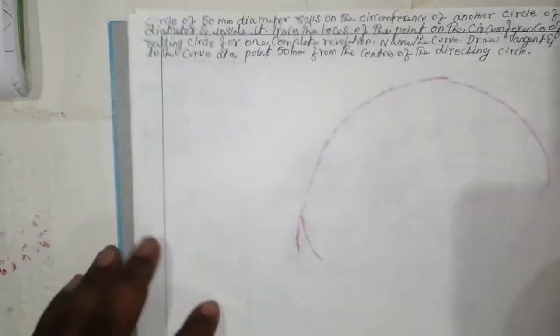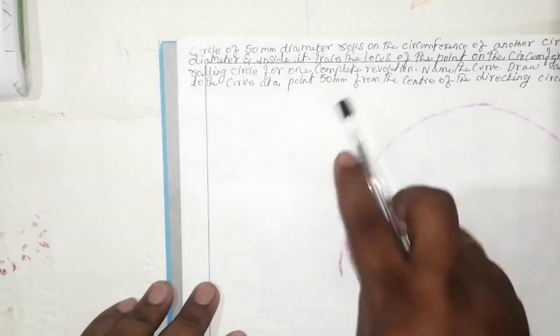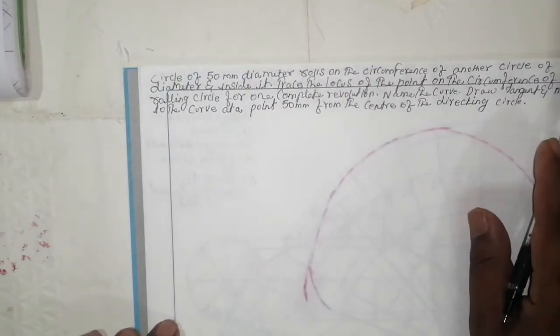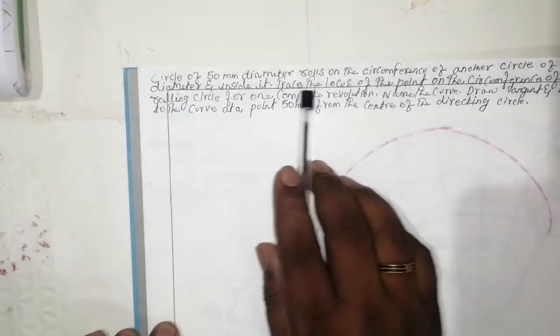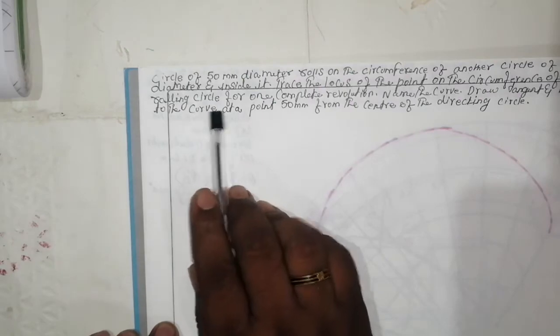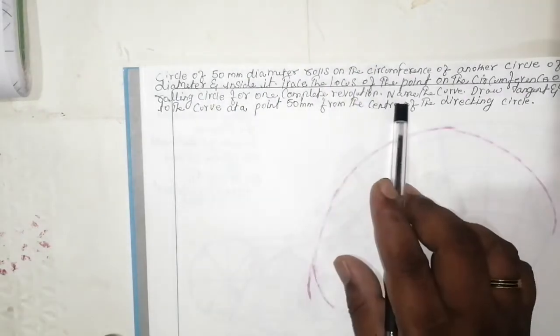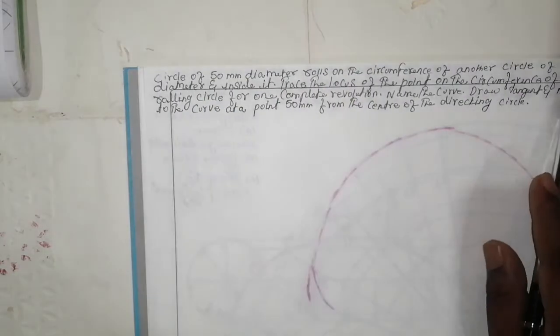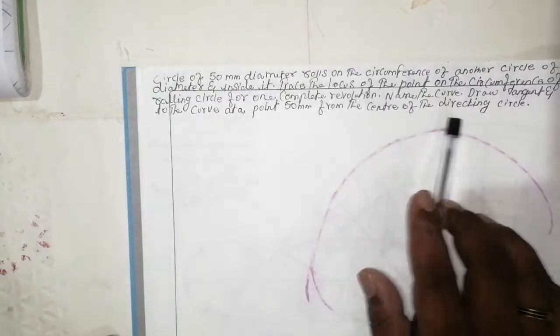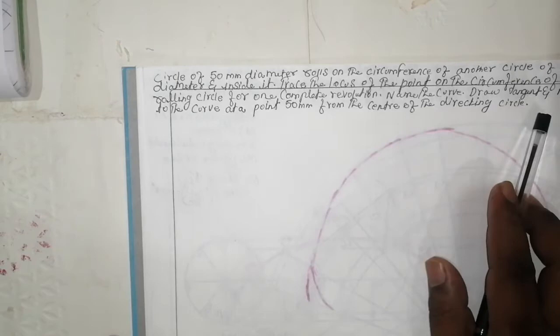So the question has been given: a circle of 50 mm diameter rolls on the circumference of another circle whose diameter is 175 mm, on the inside, and it traces the locus of a point on the circumference of the rolling circle for one complete revolution. Name the curve. Draw the tangent and normal to the curve at a point 50 mm from the center of the directing circle. How to take and how to draw, I'll show you.